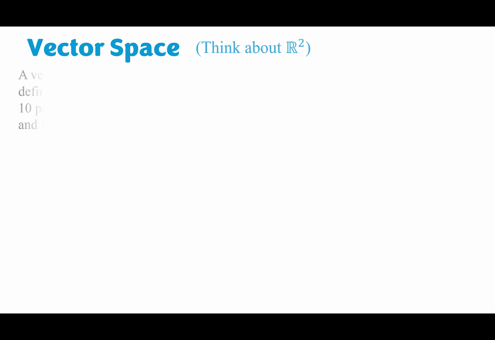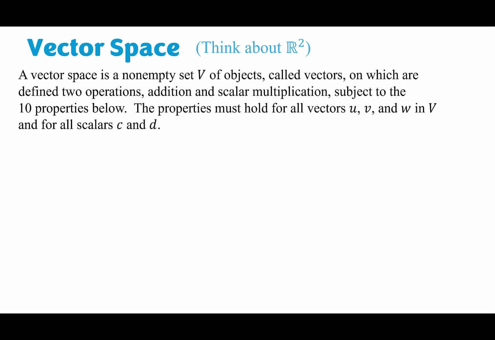But what is a vector space? A vector space is a non-empty set V of objects. So it can't be empty. And we're just using the word objects because we're not going to restrict ourselves to just vectors that contain numbers like R2. But thinking about R2 in the beginning will be a helpful way to think about a vector space. We call these objects vectors, on which we're going to define two operations, addition and scalar multiplication. We looked at addition and scalar multiplication in the last video: how to add vectors, scale vectors, and do both at the same time, which we call linear combinations.